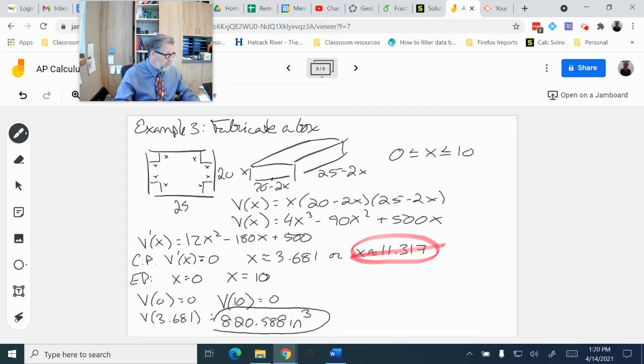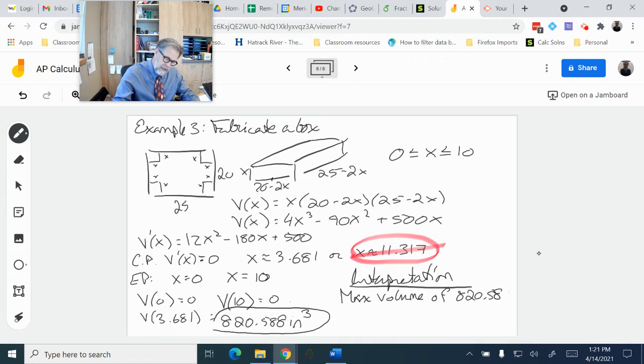I could do second derivative tests, but honestly, in this case, I don't really need to. It's a straightforward, simple problem, starting at a minimum, ending at a minimum. Therefore, my critical point must be a maximum. Interpretation. This is a very important part of a calculus problem. I need to explain what exactly I just found. The maximum volume of 820.588 cubic inches will be found when I cut out 3.681 inch squares.